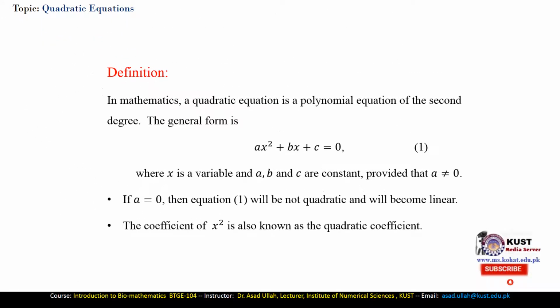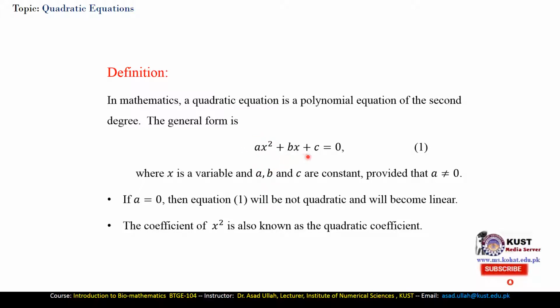Now, what is a quadratic equation? In mathematics, a quadratic equation is a polynomial equation of the second degree. The general form of the quadratic equation is given by equation number 1: ax² + bx + c = 0, but the coefficient of x², a, must not be equal to 0. If a is equal to 0, this equation becomes bx + c = 0, which is a linear equation. So this equation will be no more quadratic. So in defining a quadratic equation, we must know that the coefficient of x² will be not equal to 0.